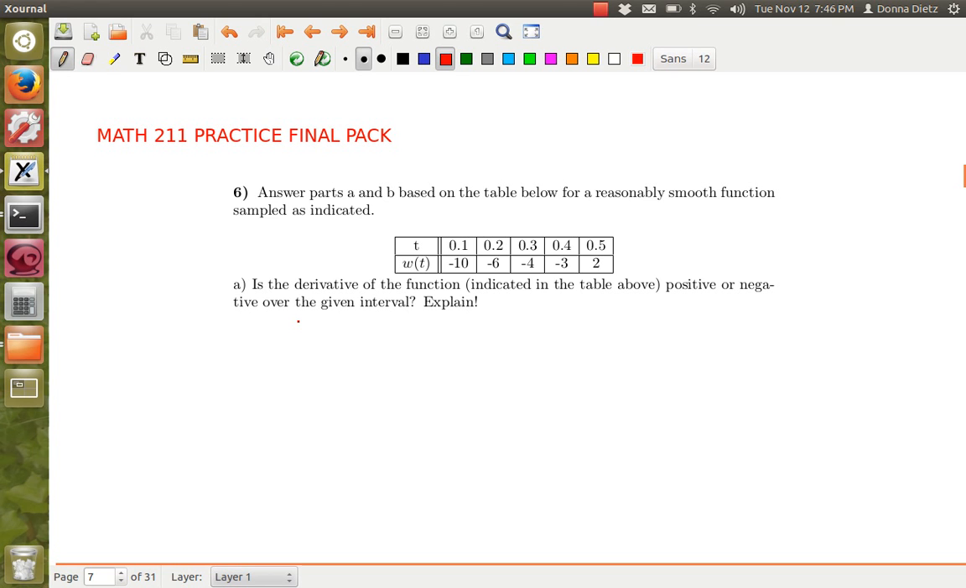So part A says, is the derivative of the function positive or negative over the given interval? So for full credit for this question, you can say W is increasing, so W prime is positive. That's full credit. However, the next question says, is the second derivative positive or negative, and explain. And then you say, but because of part B, then what we really want to do is actually calculate these derivatives.